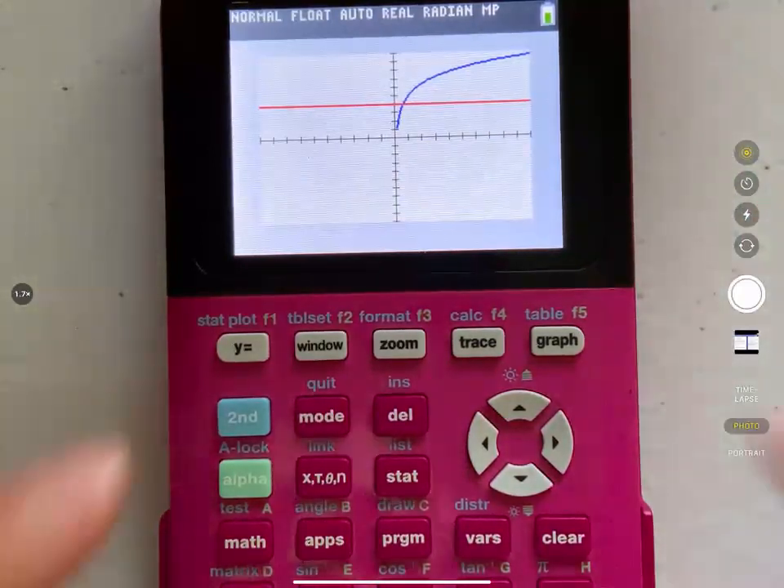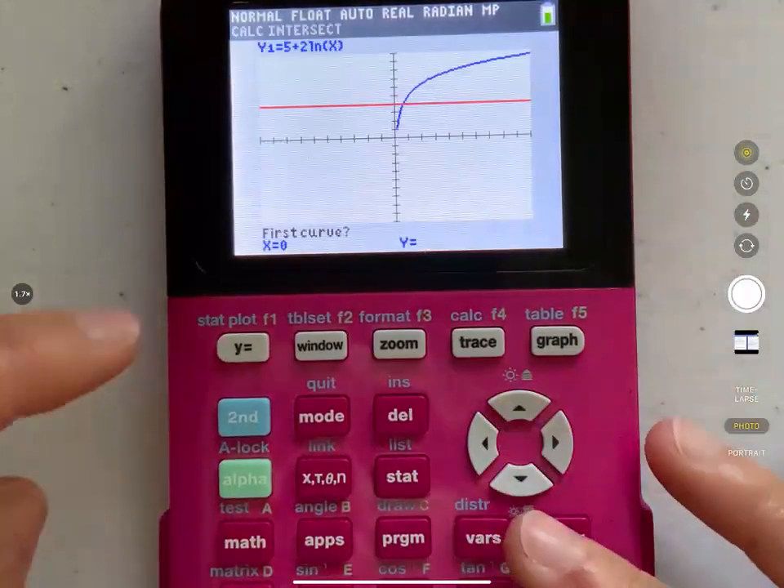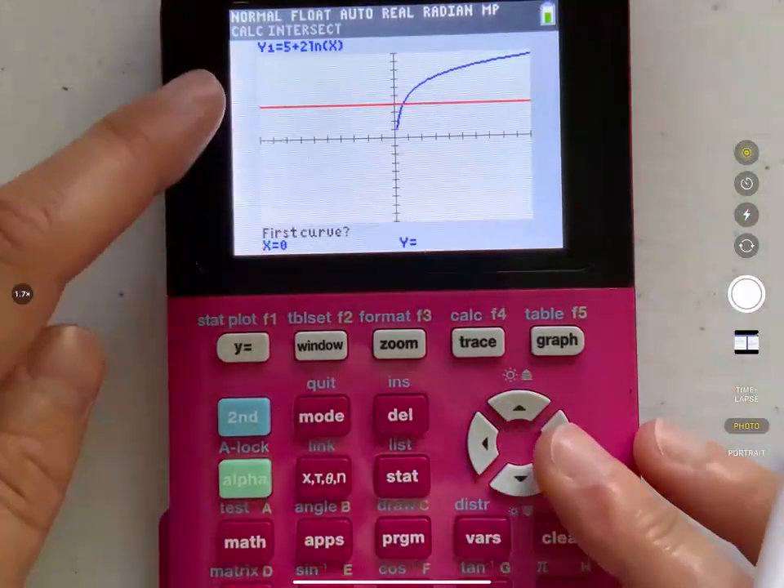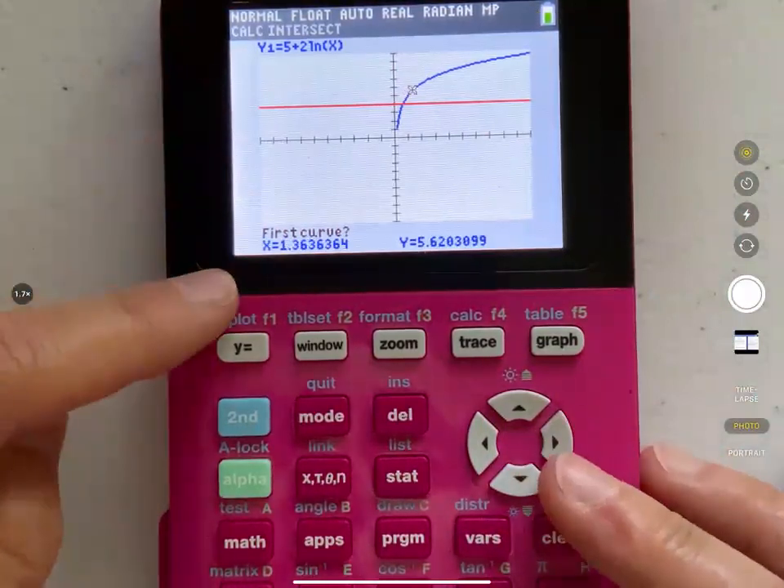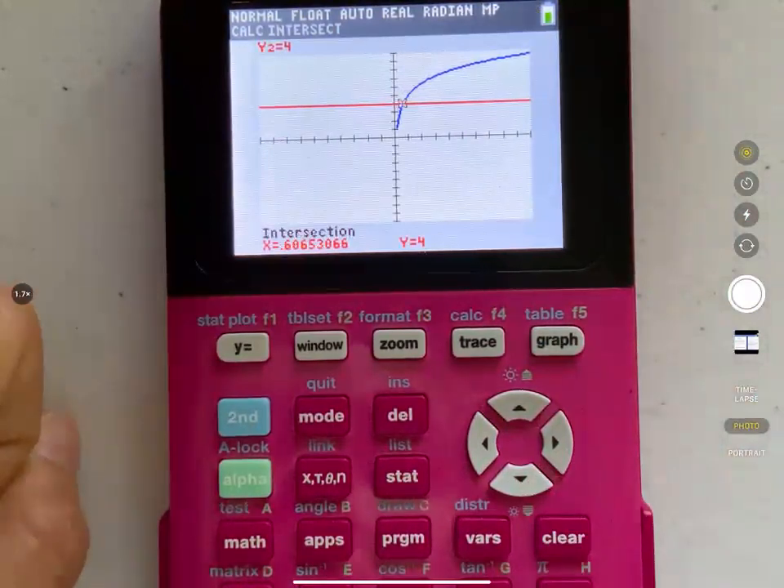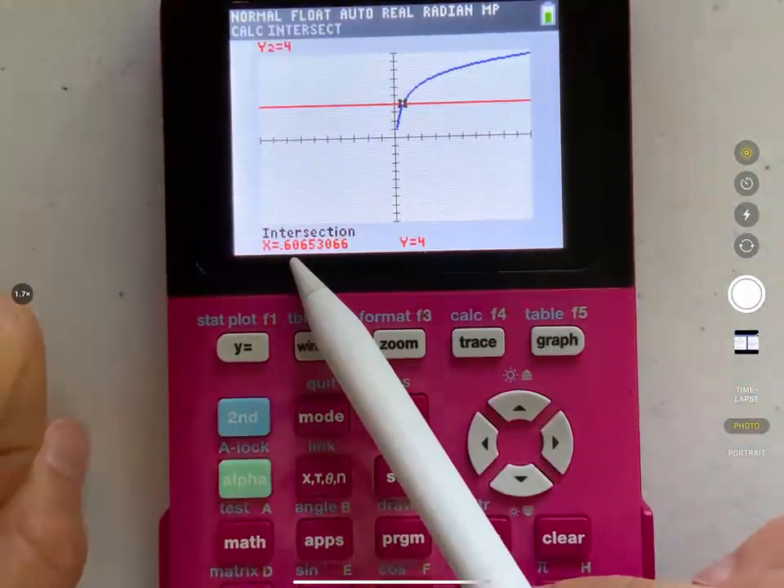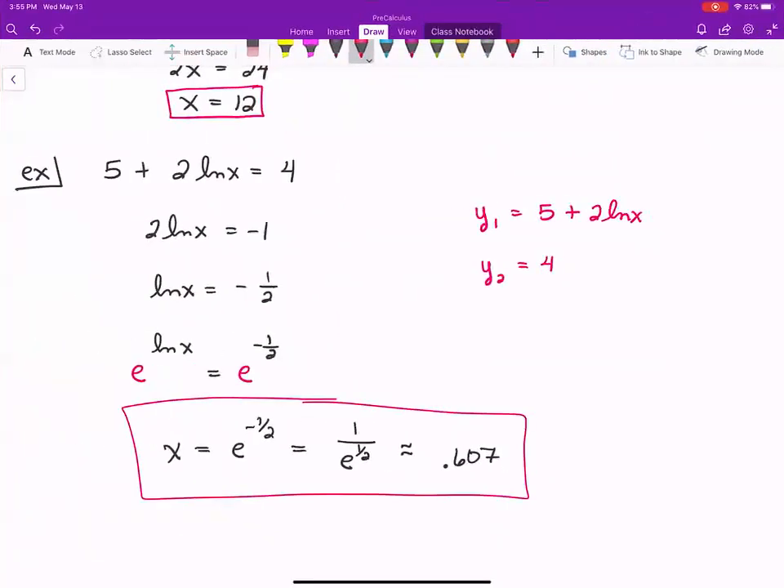I'm going to calculate that intersection point. The first curve, I do want to make sure that I'm on that first curve. So there we go. Now I'm on the first curve. Okay, so be on that first curve, second curve, and then the guess. And look, there it was. 0.607 is what I had rounded mine to. But again, unless you had done it by hand, you would not have gotten that it was 1 over e to the 1/2.